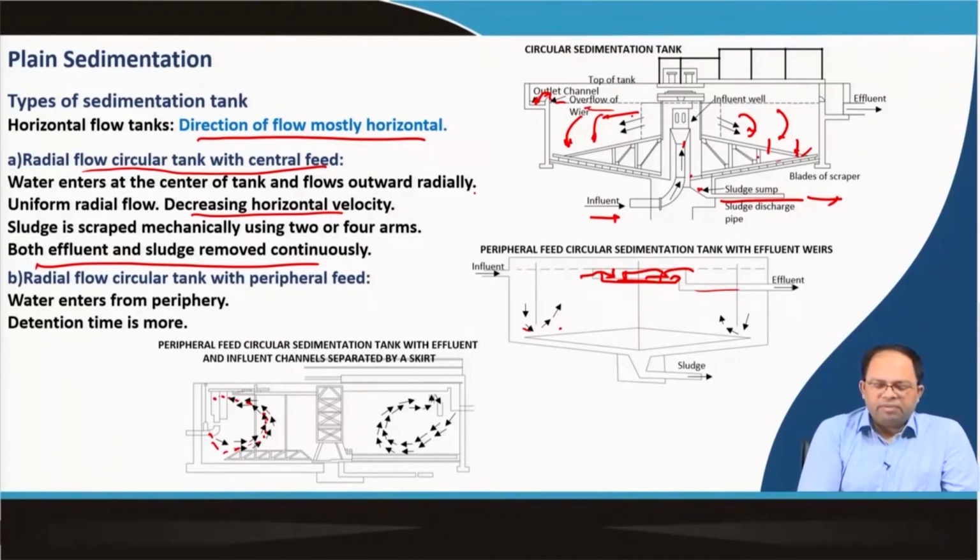So, it is a peripheral feed circular sedimentation tank with effluent and influent channels separated by a skirt. That is how we make sure that the two do not mix, and this movement of the water results in the sedimentation process, and again the rest is the same. We have a scraper over here which is continuously rotated, and that moves the sludge to the sludge sump, from where it is taken out via pipes.